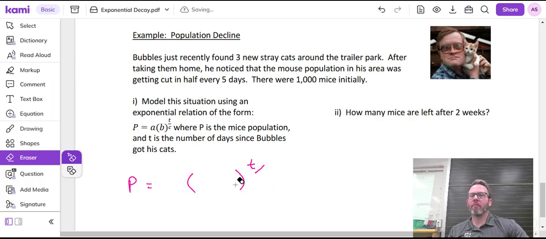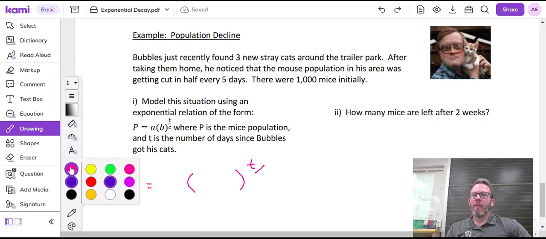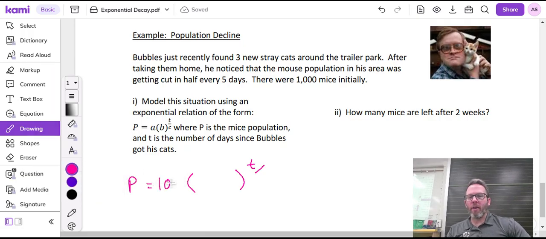1,000 mice. Why did you choose 0.5 for your base? Cut in half. So you guys see cut in half, you think 0.5. T divided by 5. Exactly.